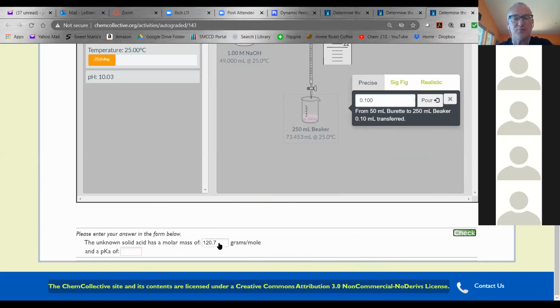But 120.7 grams per mole seems reasonable. It's going to be somewhere between 100 and 300, probably. And remember, everyone's going to be slightly different. So do 3 titrations, and you should get pretty close to the same answer every time. What did other people get? I got 121 grams per mole. Oh, so you probably had the same one I did then. I had 104.60.